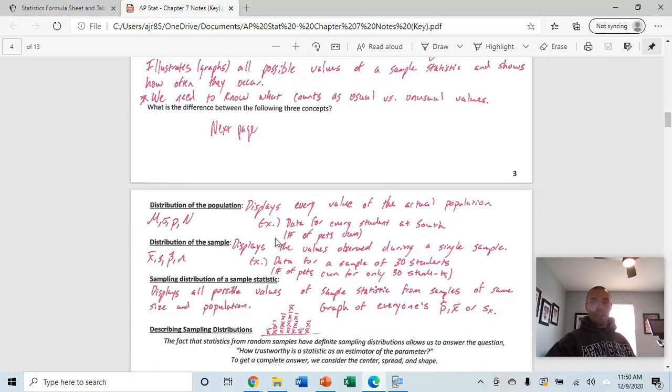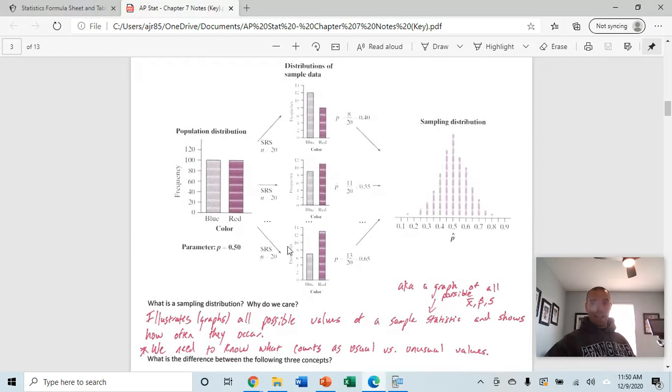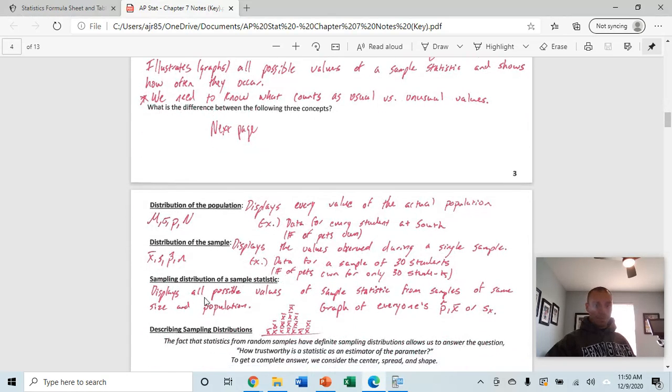The distribution of the sample displays the values observed during a single sample. So say we're asking how many pets they own, and I ask 30 students, that would show the sample of my 30 students, your X bar, your S, your P hat, for your lowercase n. In our example up here, these are my individual sample distributions, where I got 12 blue and 8 red, and so on and so forth here. This is my distribution of my single sample.